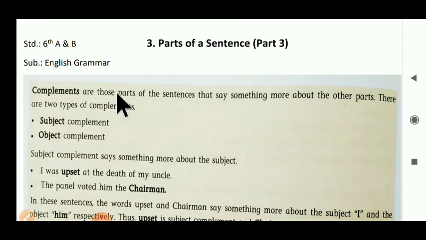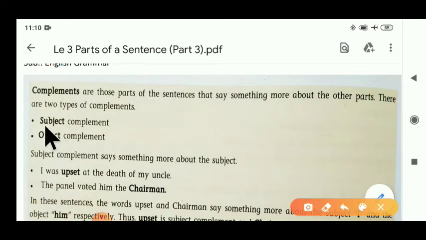Complements are those parts of a sentence that say something more about the other parts of a sentence. A complement is a single word or group of words which describe other words of the sentence. So it's known as a complement. There are two types of complements in English grammar. First one is subject complement. Second one is object complement. We have to understand both things, subject complement and object complement.